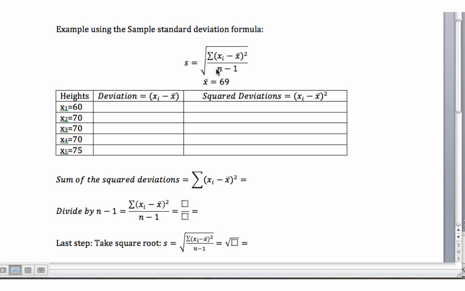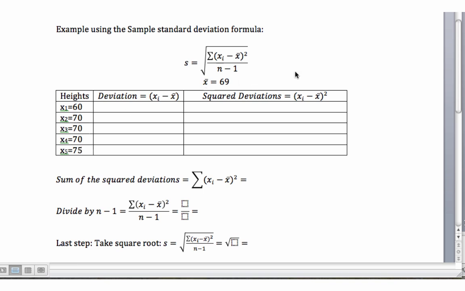It looks really complicated. We have a sum of squared deviations. Remember, the deviations are the difference from the mean. So we take the deviations, we square them, we add them up, we divide by n minus 1, and then we take the square root. So what I did was I took the data set from the last PowerPoint, the heights of one of the volleyball teams, and I labeled them X1, X2, X3, X4, and X5 for their 5 heights.